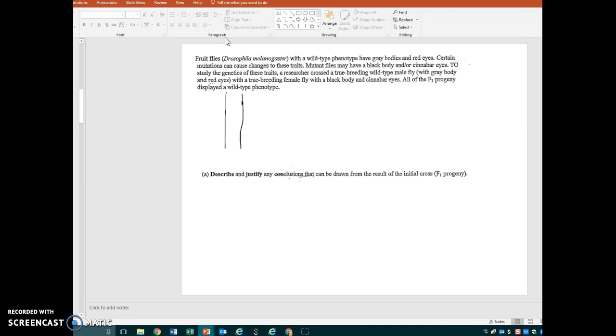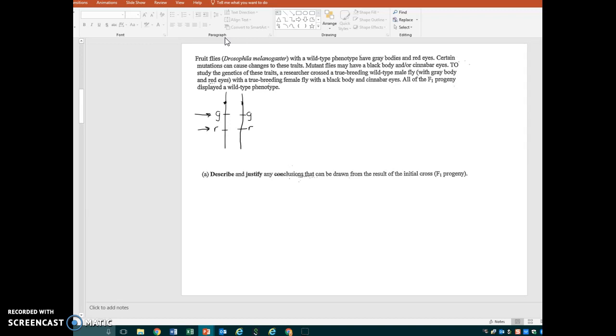So this is a pair of homologous chromosomes, and if these two genes were linked on the same chromosome, it's going to look like this, right? And if you were true breeding for wild type, that's the gray body, you're going to have gray, and then you're going to have red eyes and red eyes. So this would be the body color locus, and then this is the eye color locus.